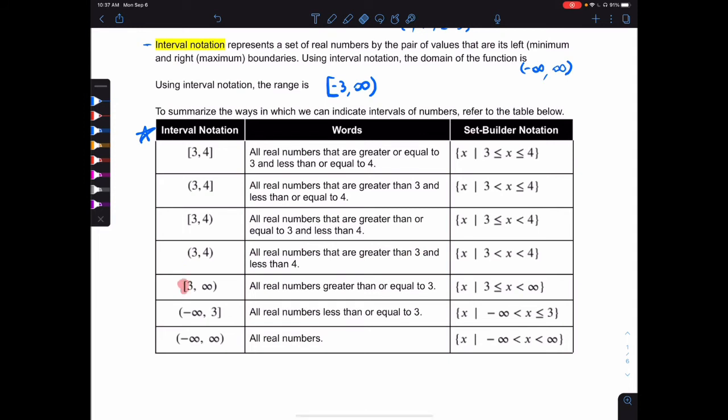Review this chart. This chart will give you a pretty good understanding of when you should be using parentheses and when you should be using brackets. It also has the set builder notation on the right. Be familiar with it, but once again, interval notation is really the way to go. You'll see that a lot more in this course. So be more familiar with interval notation and just keep set builder notation in the back of your mind.